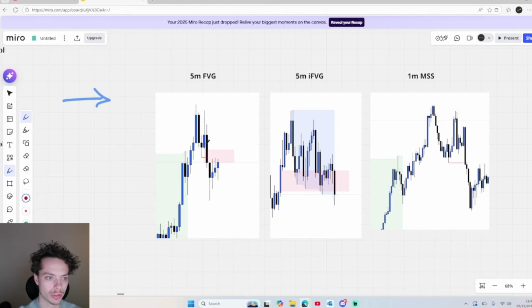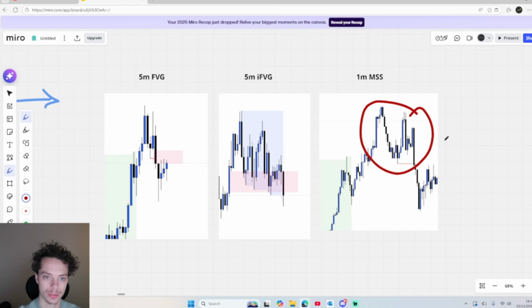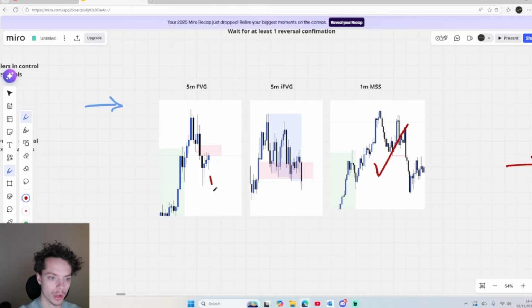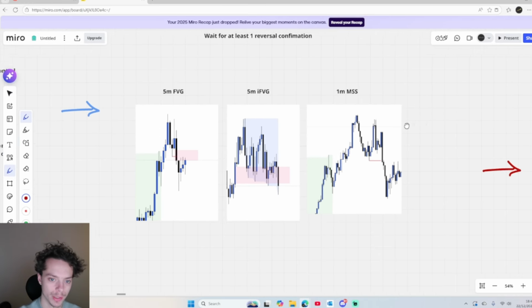So for this specific trade, we actually had a 5 minute fair value gap and we had a 1 minute market structure shift. So that is good enough for what we want. Again, all we need is one of these reversal confirmations and we're ready to get into the trade.